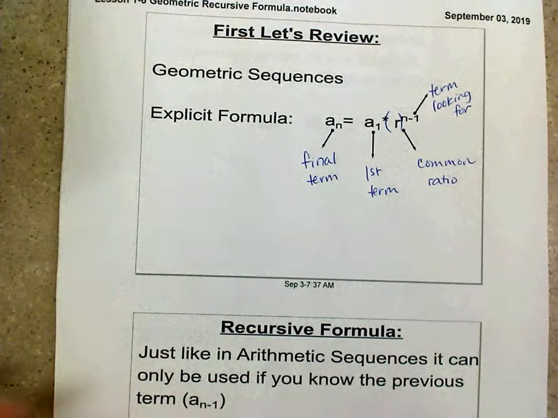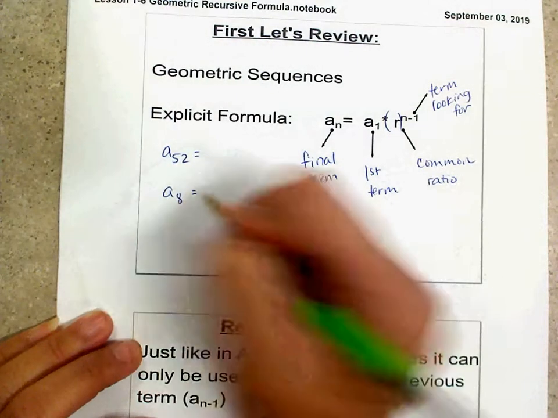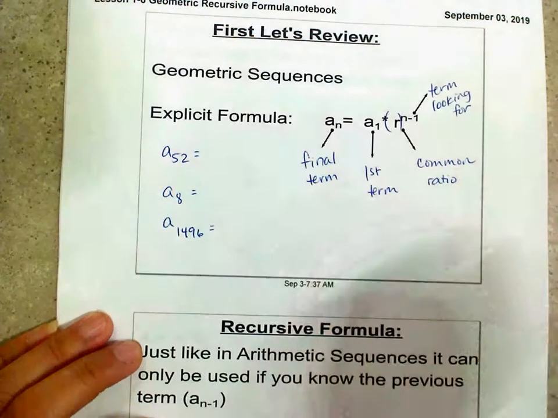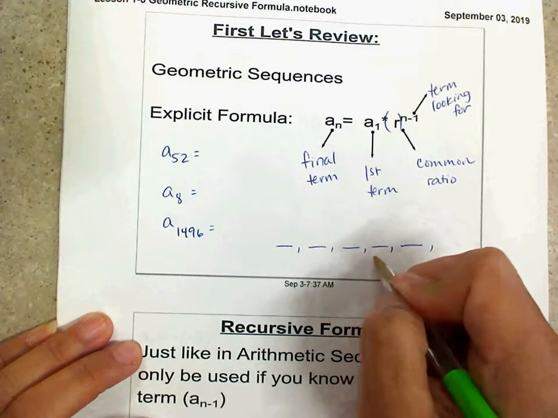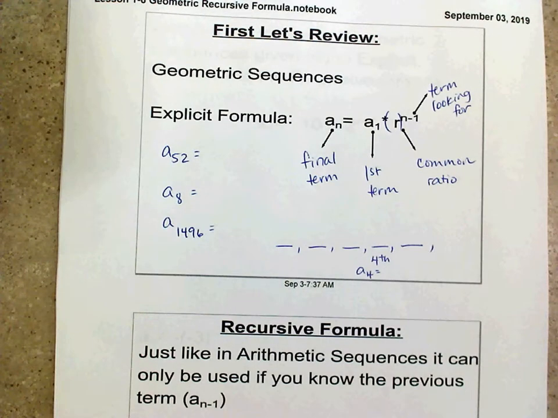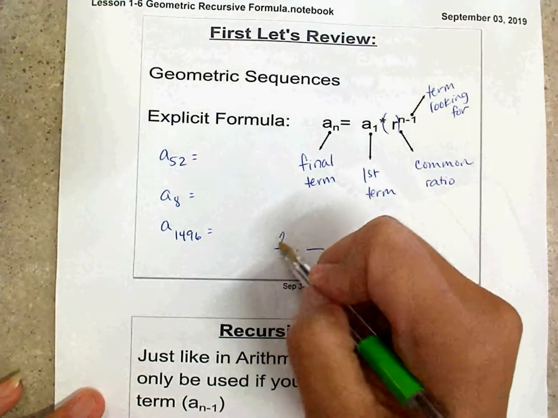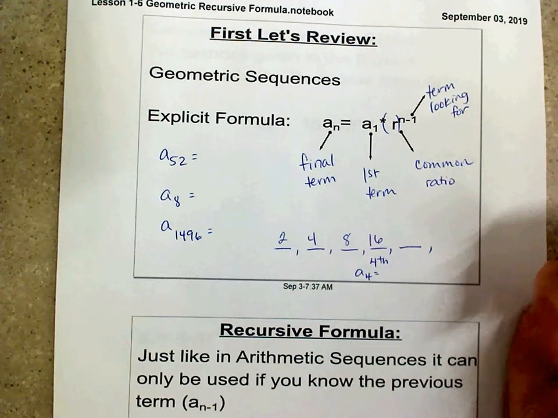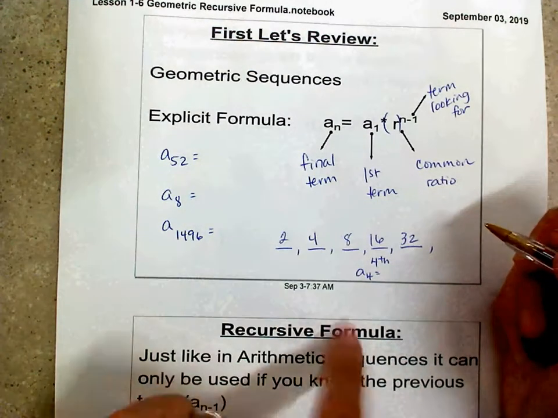This formula is what you use to try to find something specific, like your 52nd term, your 8th term, your 1,496th term, or even your first term. Maybe you're looking for the 4th term, so a to the 4th. This is the formula you would use to find what that number is. So, say for example, 2, 4, 8, 16, the 4th term will be 16. That's what you would use to find a particular number in the order.